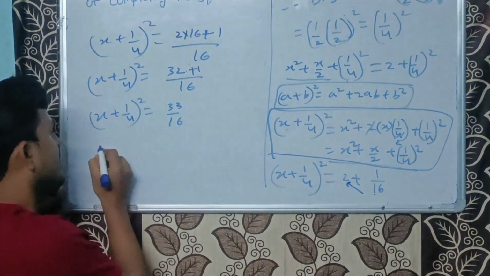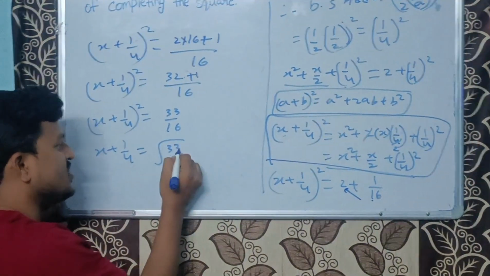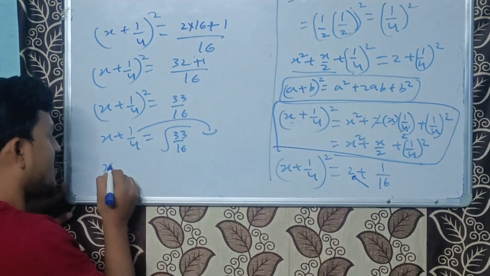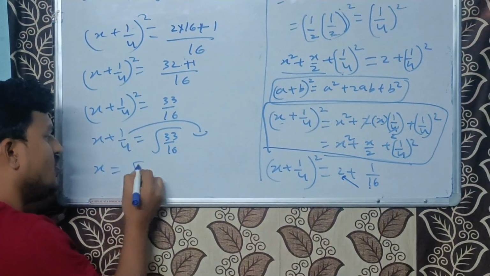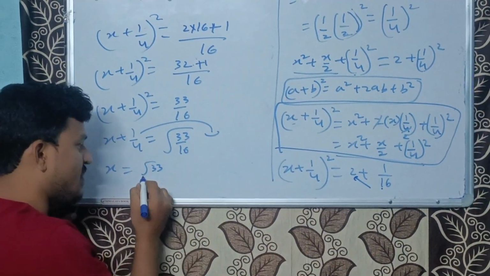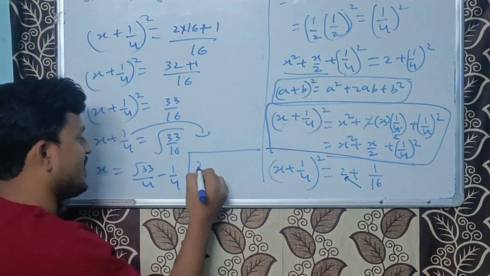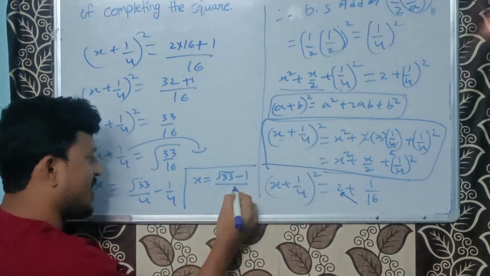Square root transfer to this side. x plus 1 by 4 is equal to root 33 by 16. The 4 also transfers to this side. x is equal to root 33 by, square root cancels, 4 only, minus 1 by 4. With the LCM 4, x is equal to root 33 minus 1 by 4.